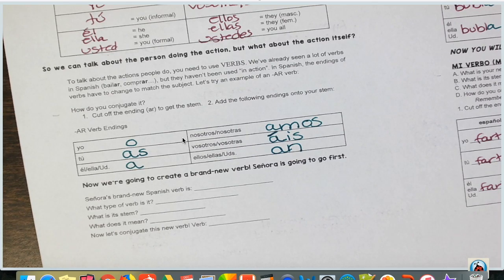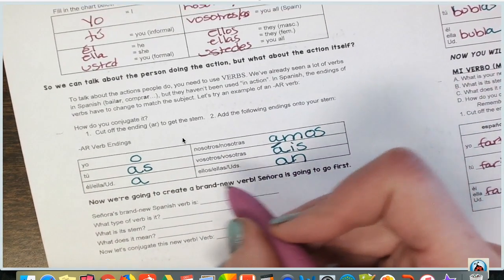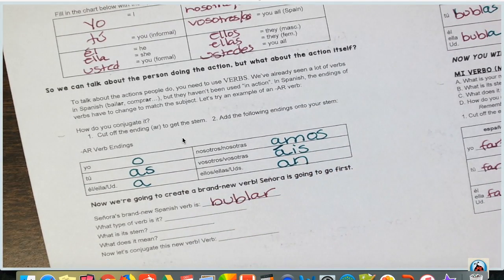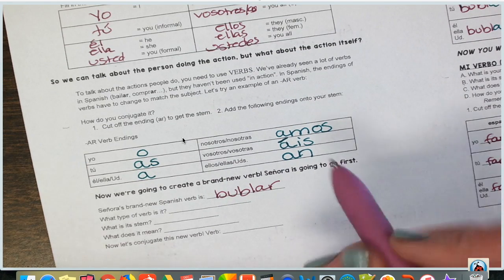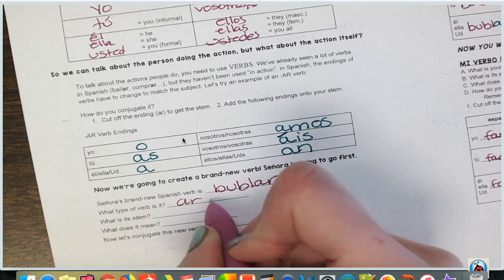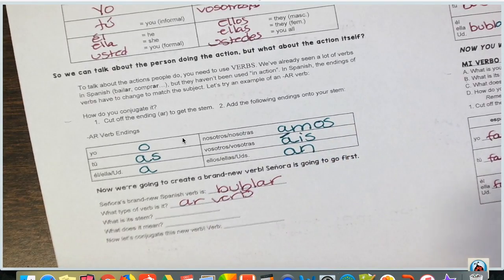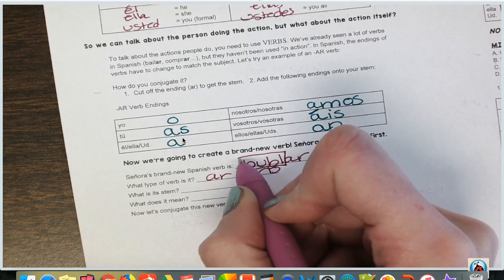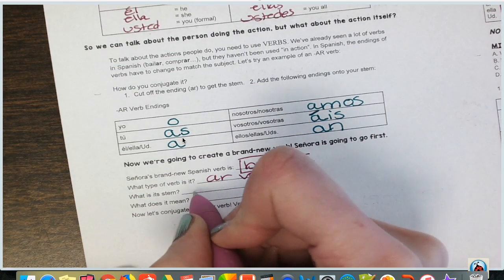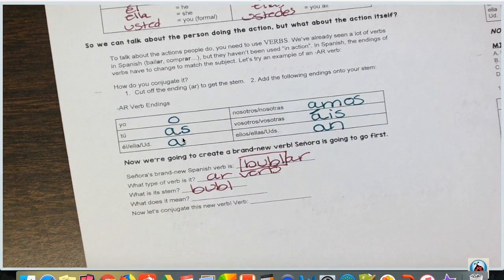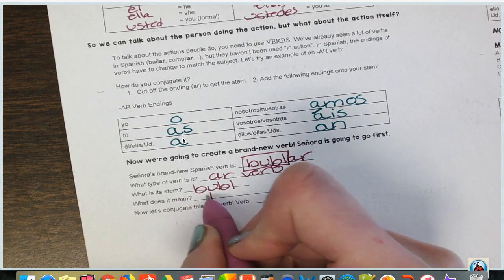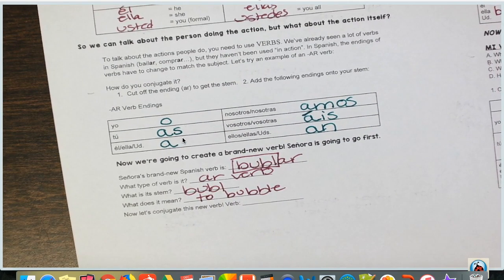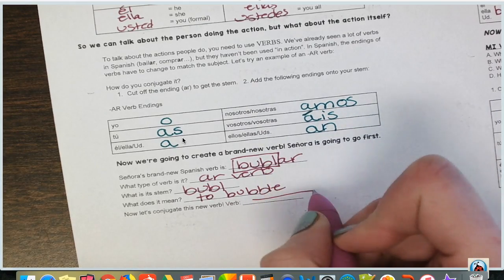So I'm going to teach you guys a brand new verb, and I want you guys to copy it along with me. My new verb is the verb bublar. Bublar, B-U-B-L-A-R. What type of verb is it? Well, let's look at the ending. It's an AR verb, as opposed to an ER verb or an IR verb, which we'll learn later. The stem, remember I said everything before the AR is the stem. So I like to box that off like you see here. So the stem is bubl. What does it mean? What do you guys think it means? To bubble, of course. What else would bublar mean? And now we're going to conjugate it. So the verb again we're conjugating. Come on up here with me.